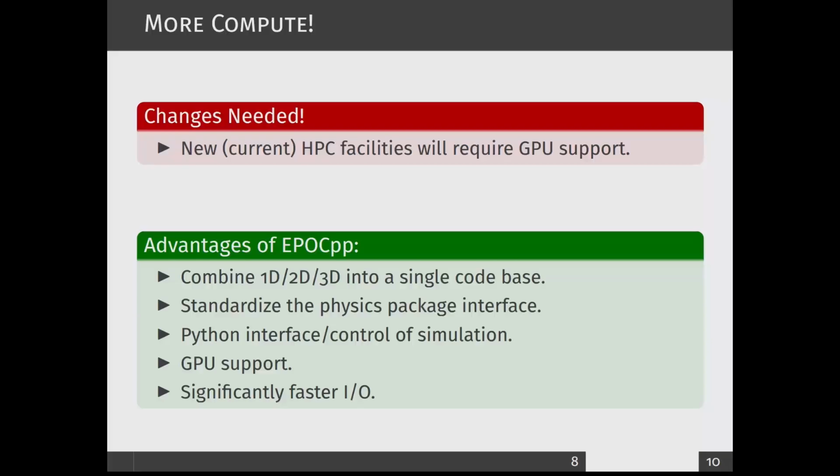We've also added a Python interface, a Python ability to control the simulation. Just an attempt to be vaguely modern, basically. GPU support is the major sticking point. That's why you haven't seen the public release of EPOCH++ yet. It's right there at the top of the slide because that was one of, if not the main, motivation for rewriting EPOCH, and it's the one thing that I think we need to do before we can push out a public release.